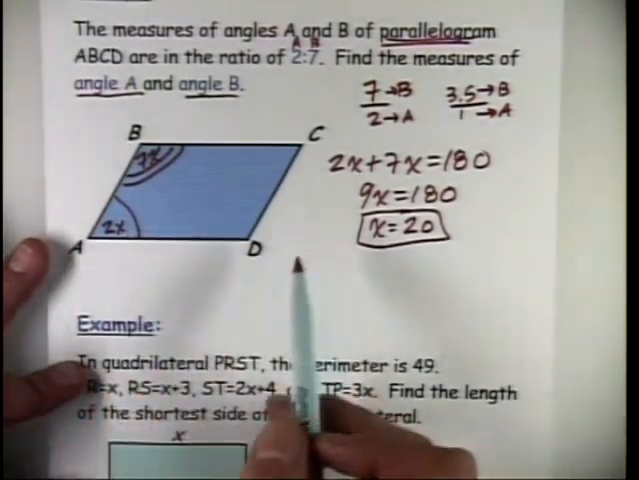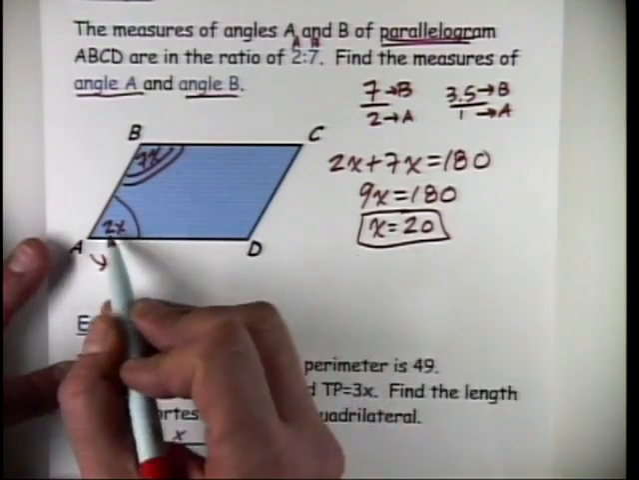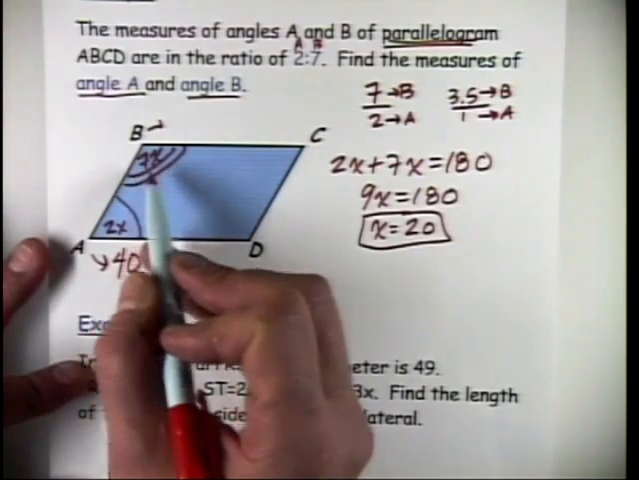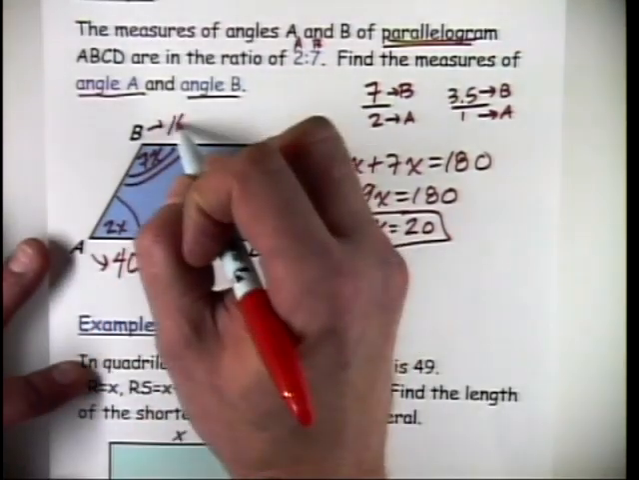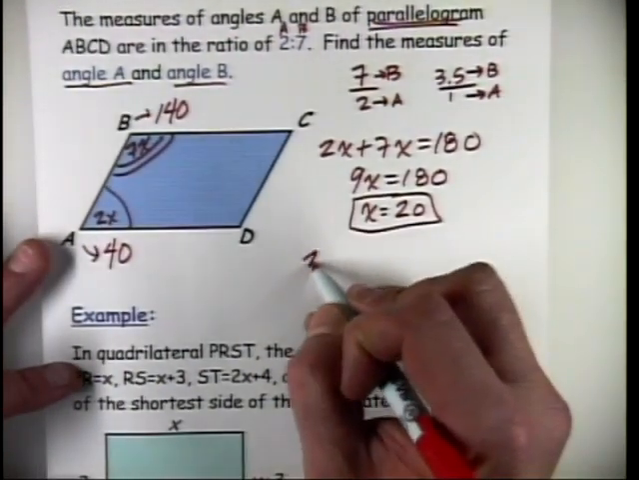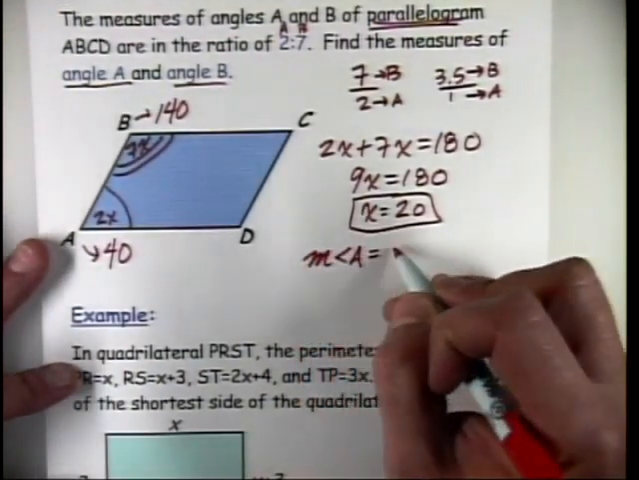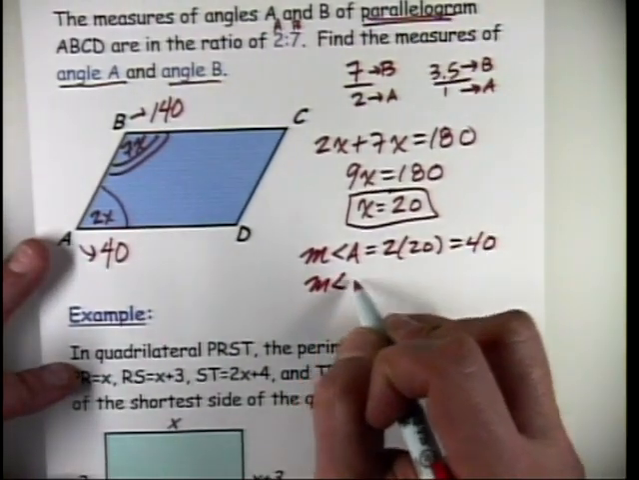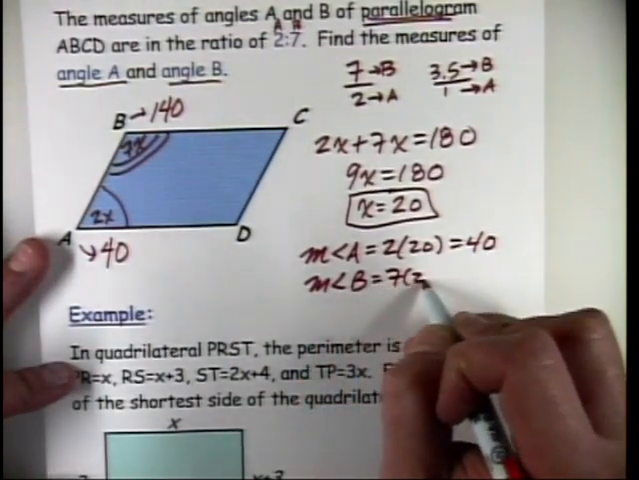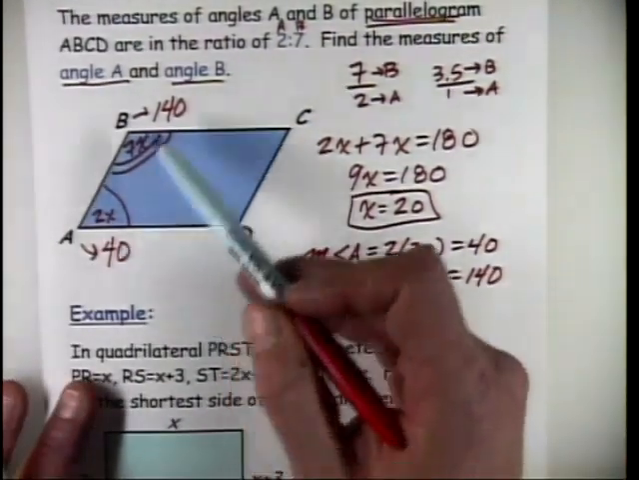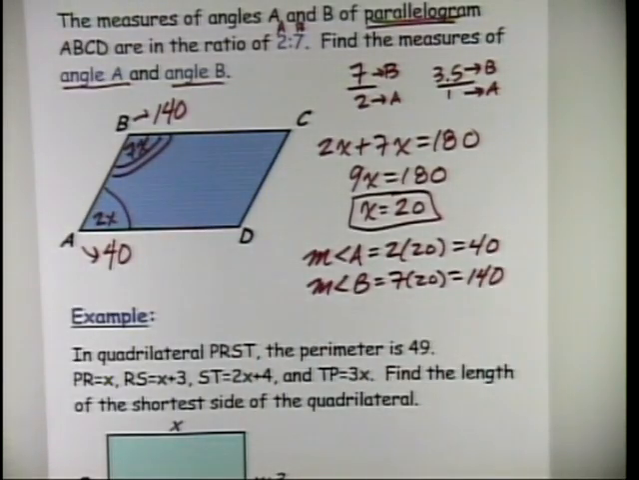Angle A was 2 times x, so the measure of angle A was 2 times 20, which was 40, and the measure of angle B was 7 times 20, which was 140. Okay, so your teacher will be really, really happy if you write it out like this. The measure of angle A equals 2 times 20, which is 40, and the measure of angle B is 7 times 20, which equals 140. Okay, and a quick check, 140 plus 40 is 180. So you're feeling pretty confident that you've got the right answer.